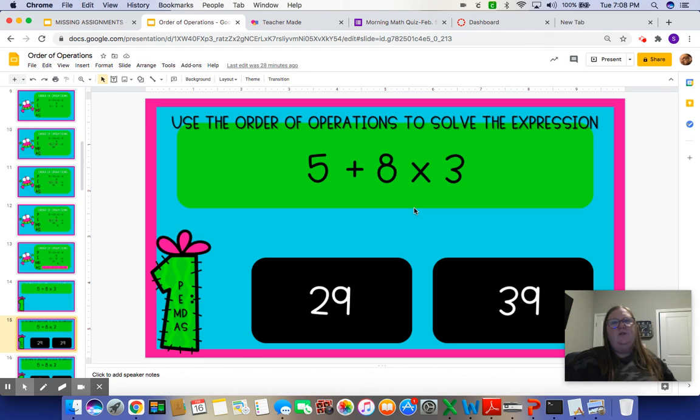So in the next slide, they're kind of taking it step by step. They want you to solve. So you're going to solve 8 times 3. And then once you solve that, then you're going to add the 5. And you're going to select one of these numbers. Okay?